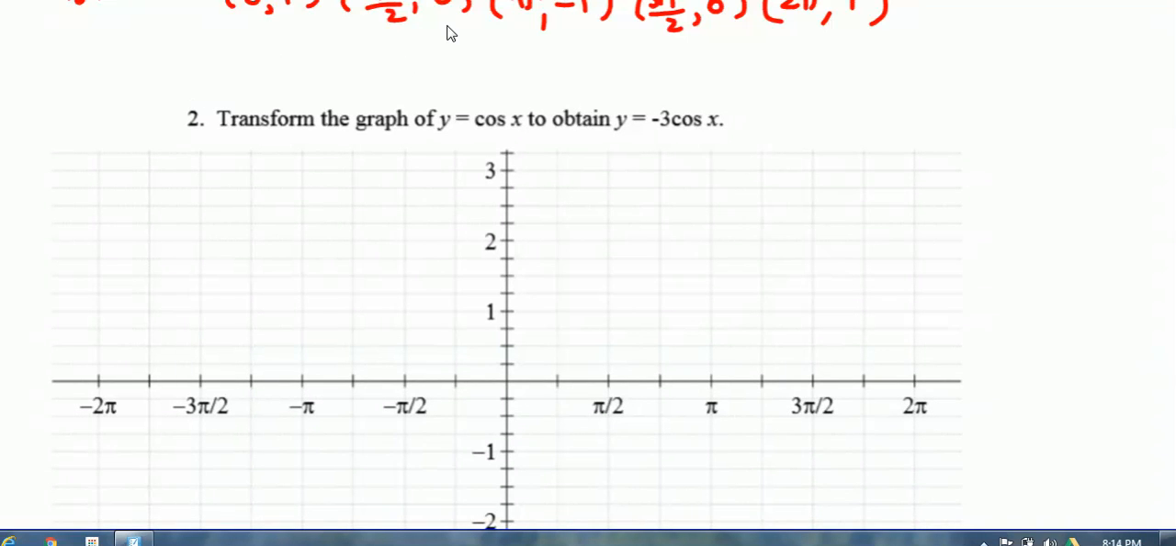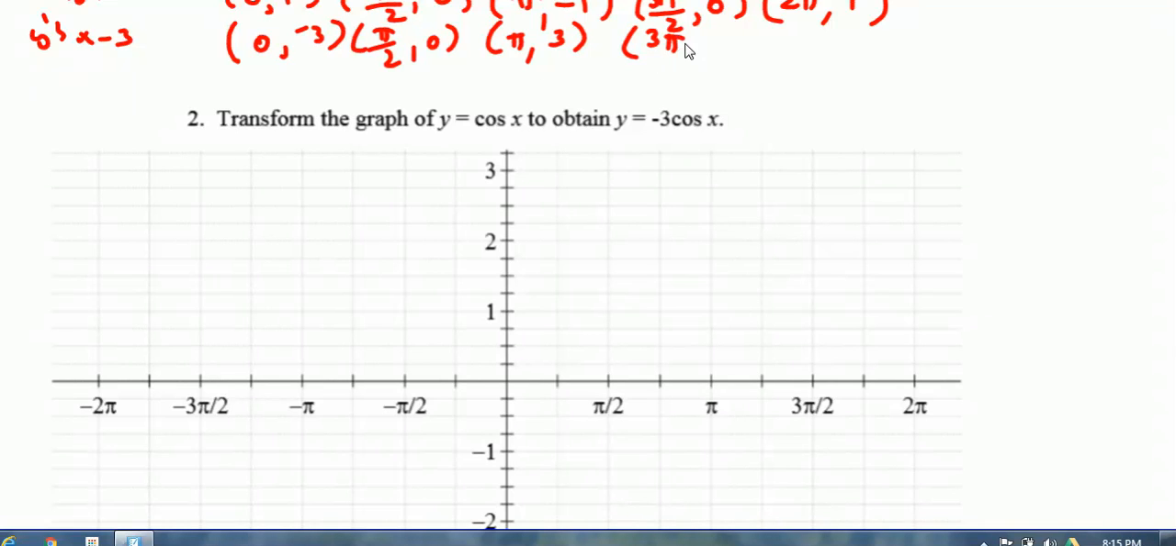Okay, so let's try again now. We're multiplying our y's by negative 3. So this is going to be negative 3. This is pi by 2, 0. This is pi and 3. 3 pi by 2 and 0. And 2 pi and negative 3. Okay, so 0, negative 3.